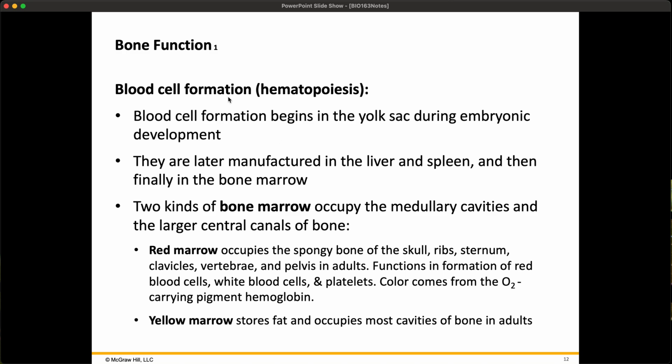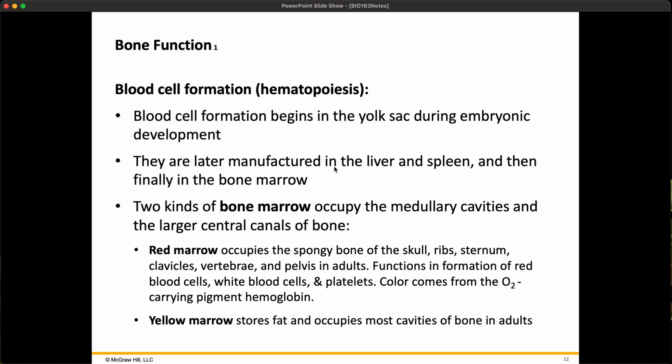Bones are the site of blood cell formation, of hematopoiesis. So when we're embryonic and still developing in the womb, the yolk sac is what starts blood cell formation. But by week 8 to 10, 14, we've started to have bone formation happening, and so that starts to shift. The hematopoiesis starts to shift into the bones.